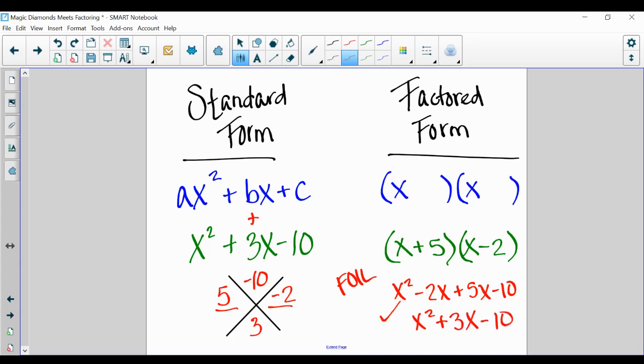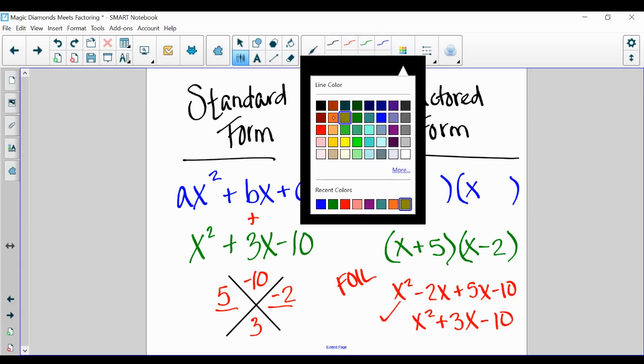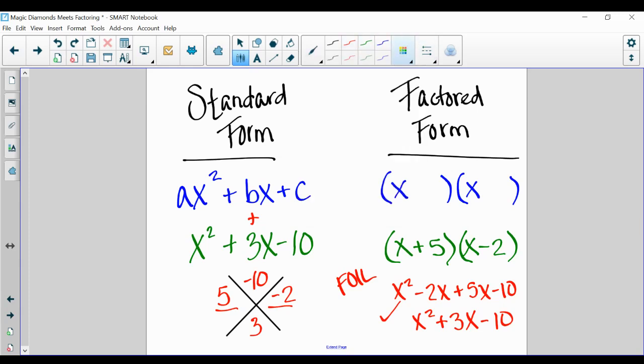It's worth noting that this approach of using our magic diamond to connect our trinomial to then my factored form only works when we have an a of 1. So if you see trinomials that don't have an a of 1, you're going to need to use a different approach, which you'll learn later in the week.